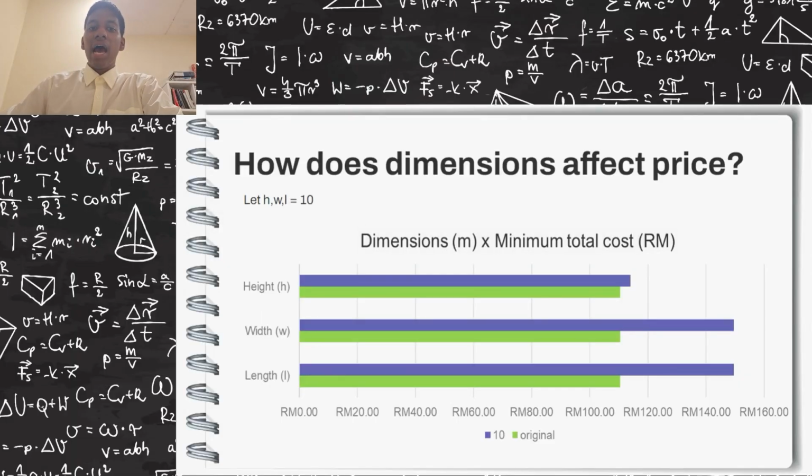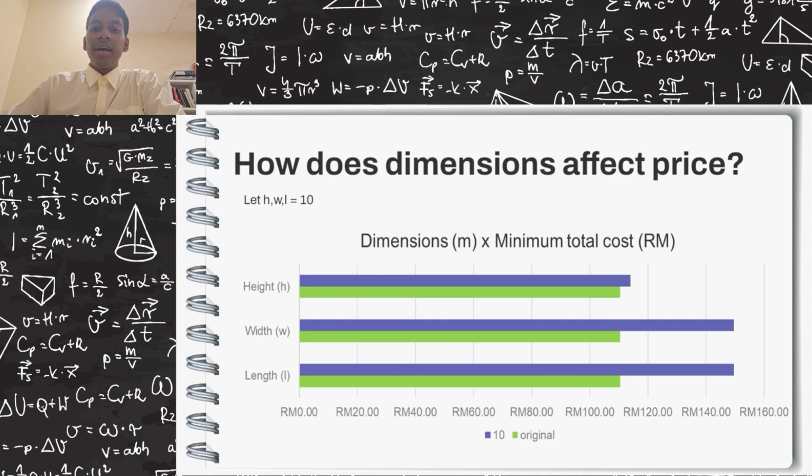Before we move on to question C, let's understand how dimensions affect the price. For example, let's take a measurement of 10 meters and substitute it into a length L. The column chart here shows that when we recalculate the minimum total cost equation with a length of 10 meters, the price actually increases drastically compared to the price of its original length.